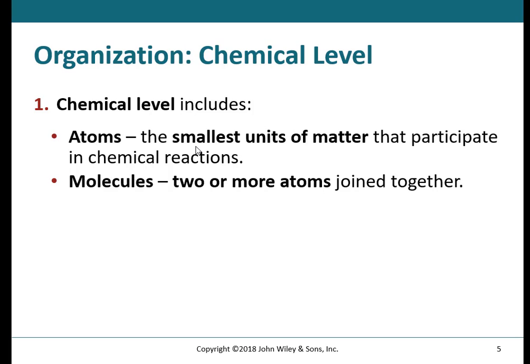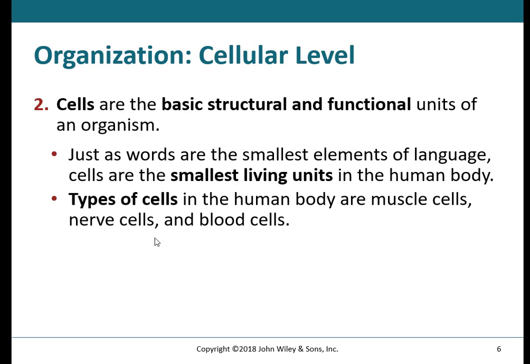The chemical level, atoms are the smallest unit of matter, and molecules are two or more atoms that are joined together. Cells are the basic structural and functional units of life. They're the smallest living units in the body. And types of cells are muscle cells, nerve cells, blood cells, bone cells. So there are lots of different types of cells. Okay, those are just examples.